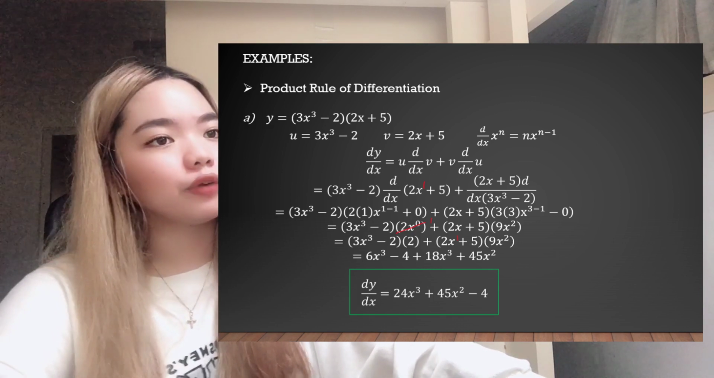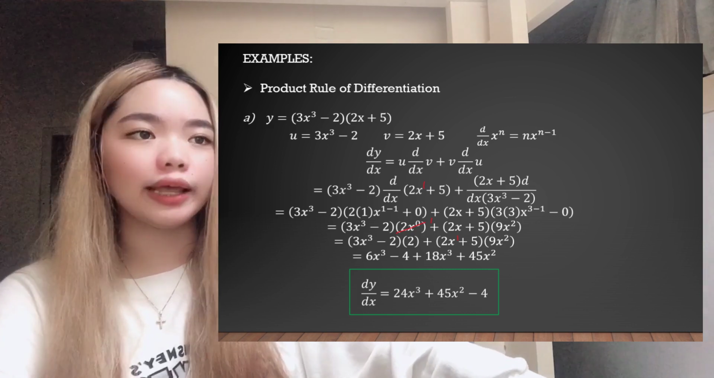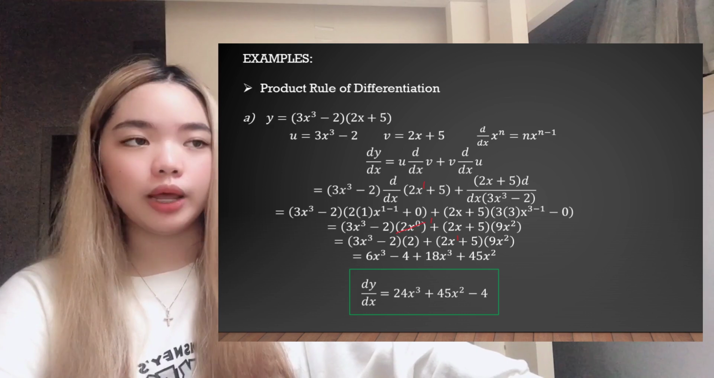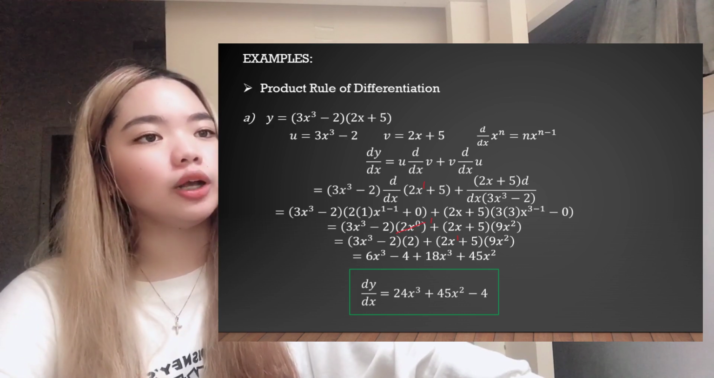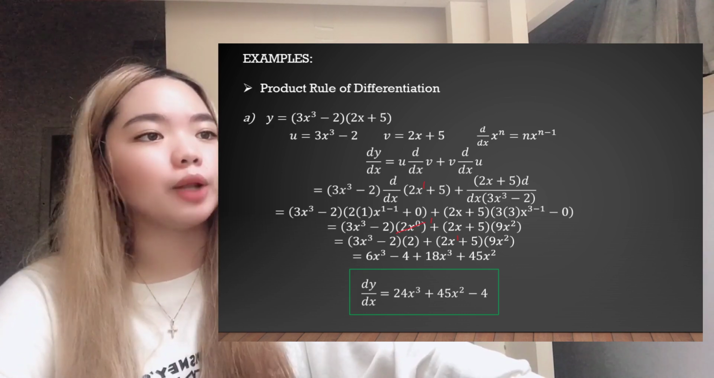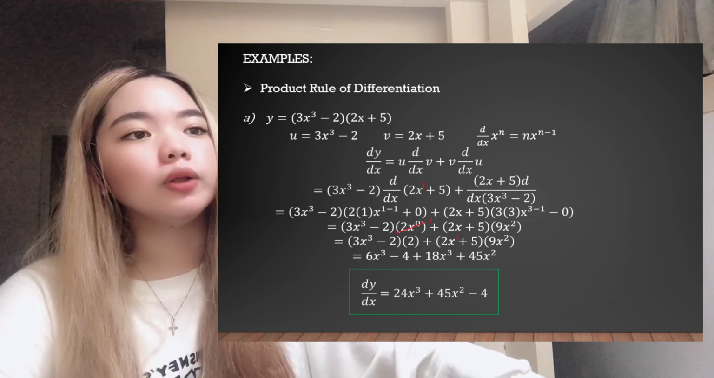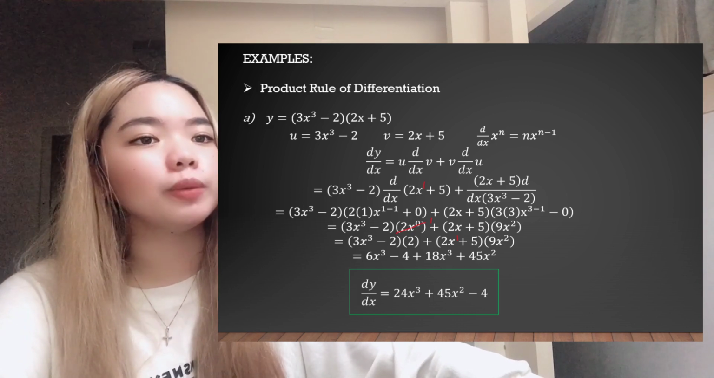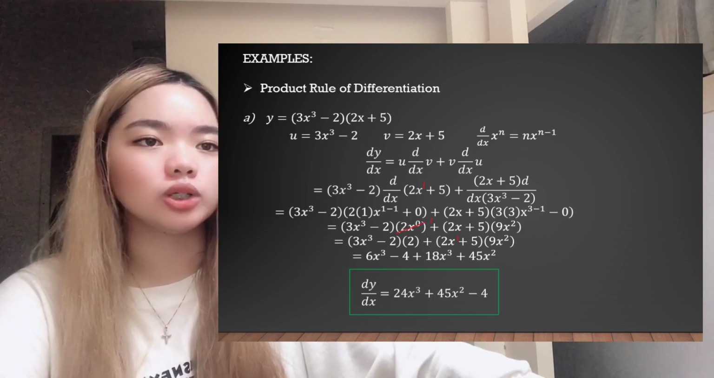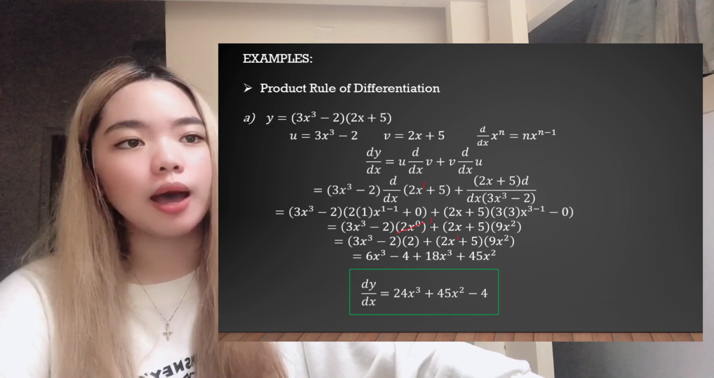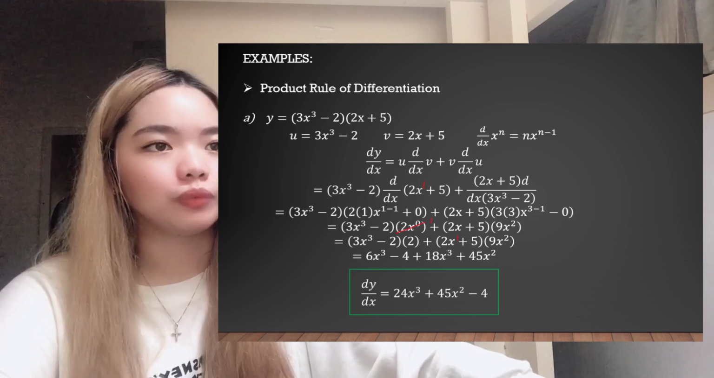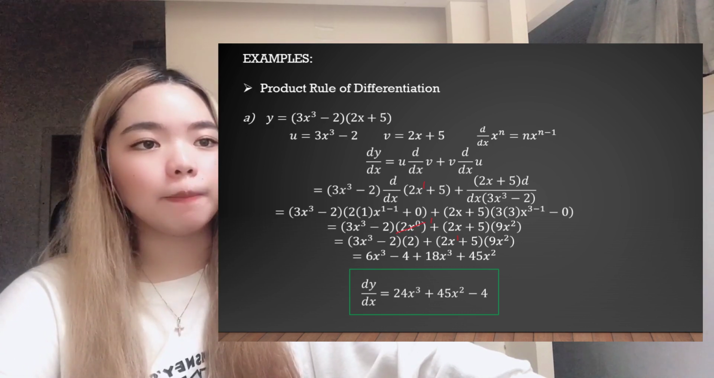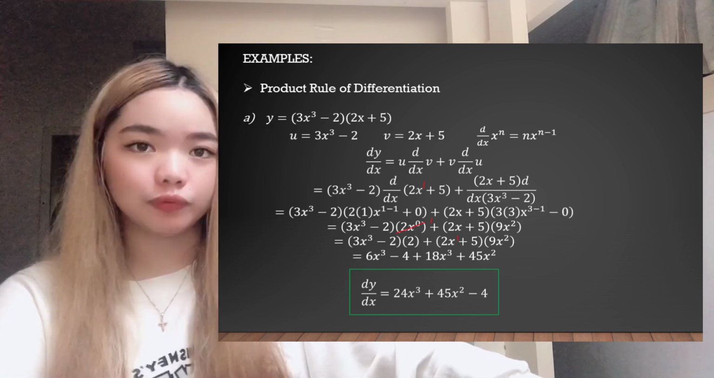Then we have to use the rules of differentiation, and when we see a constant, its derivative equals 0. Then we continue the operation: copy the second function times the derivative, and we get this value again. Now we only have to simplify the above, which will become 6x raised to 3 minus 4 plus 18x raised to 3 plus 45x raised to 2, which gives the derivative of 24x raised to 3 plus 45x raised to 2 minus 4.